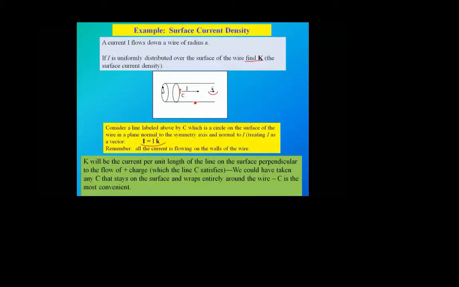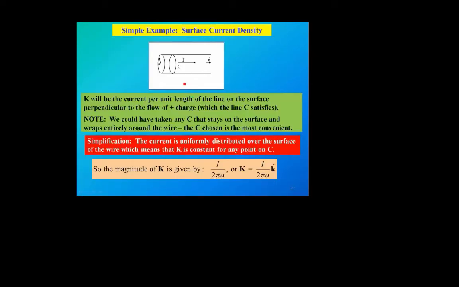I just want to mention though that if you take any C that goes all the way around, so just pretend that brings it around, that will also qualify for doing this integral. But because of the symmetry of this problem, it's so much easier to use this circle. If we take K then, current per unit length of the line on the surface, this C, we have the current uniformly distributed over the surface of the wire, which means that K is constant for any point on C. The magnitude of K is given by the total current divided by the circumference of the wire, 2 pi a.